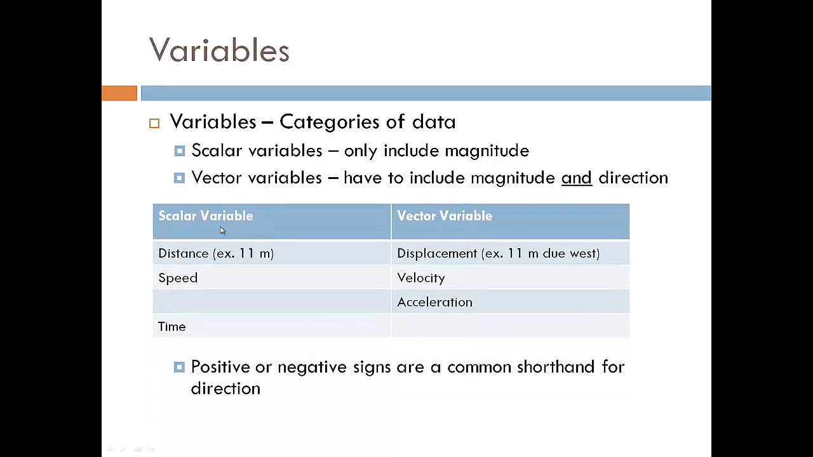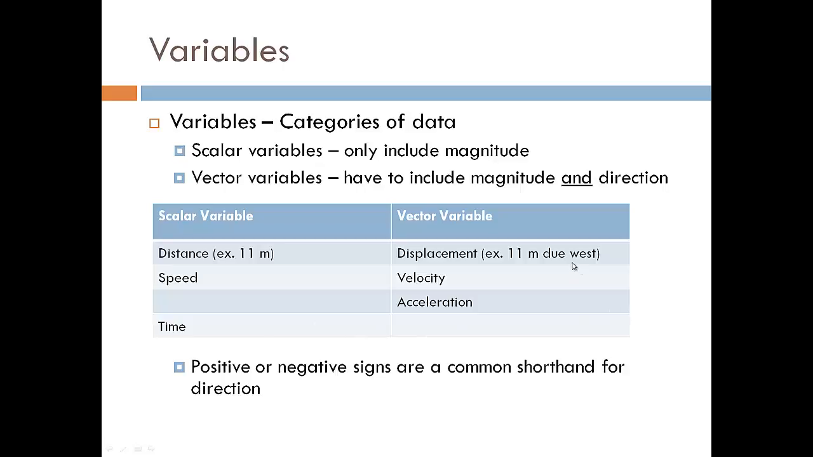So for example, scalar variables are going to be here, vector on the other side. Sometimes they come in pairs. Like for example, it's called distance if you don't have a direction, for example 11 meters, and displacement if you do, 11 meters due west. So distance is scalar, displacement is vector. This is also the difference between speed and velocity. Speed is scalar, velocity is a vector. Acceleration, on the other hand, always has to be a vector. It has no scalar equivalent, and time is always scalar. It doesn't have a vector equivalent.